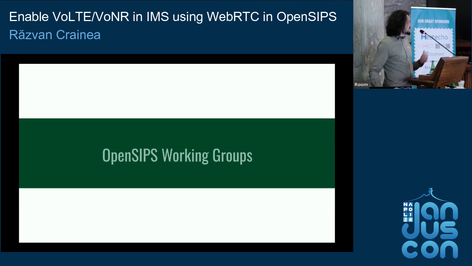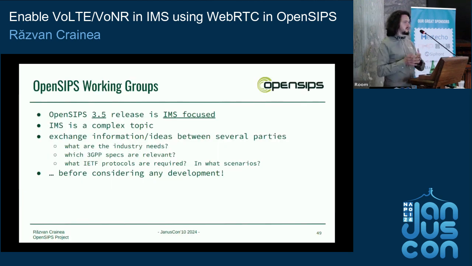To this goal, we decided to create the working groups. Basically, what working groups are is a set of people. We're trying to gather as many people as possible who are interested in running IMS networks, and pick their brain and gather their knowledge, their experience, their desires, how they would like to create a new network. What do they need? We do this every single time before considering any kind of development.